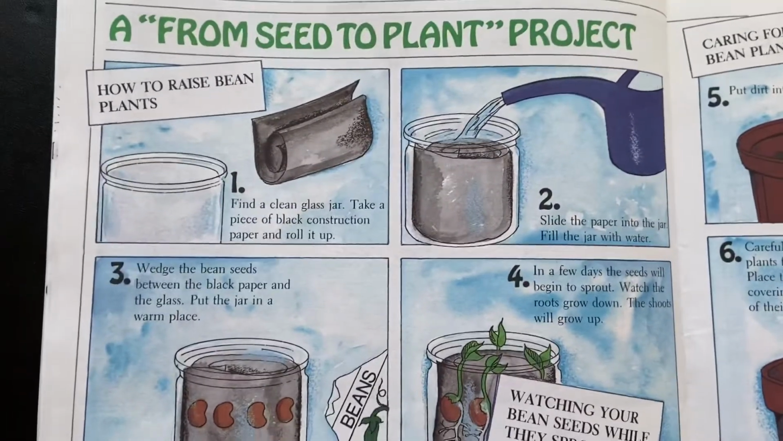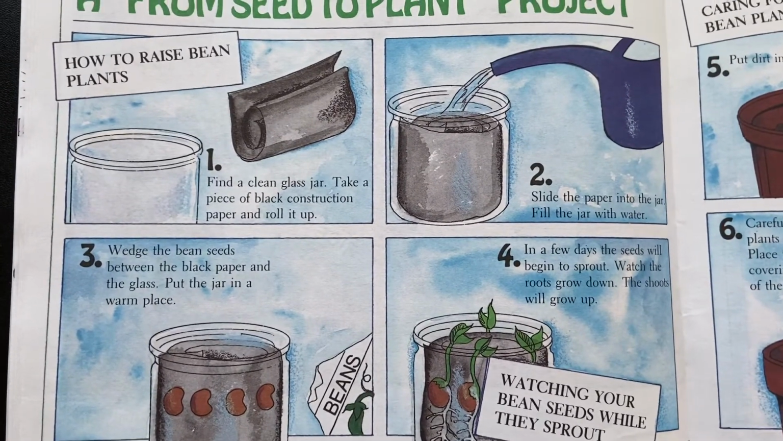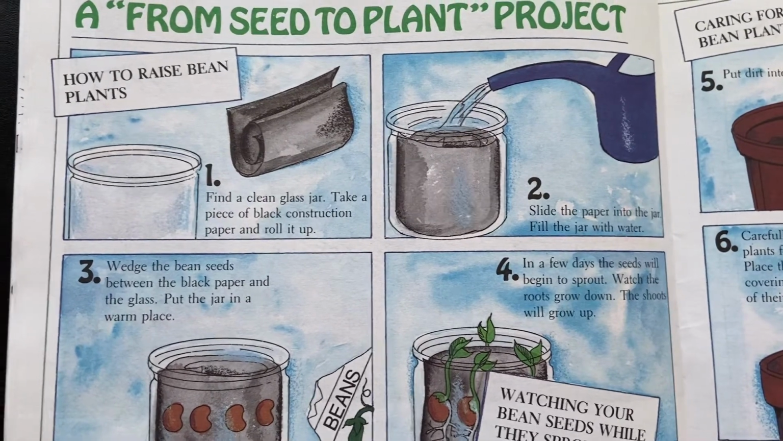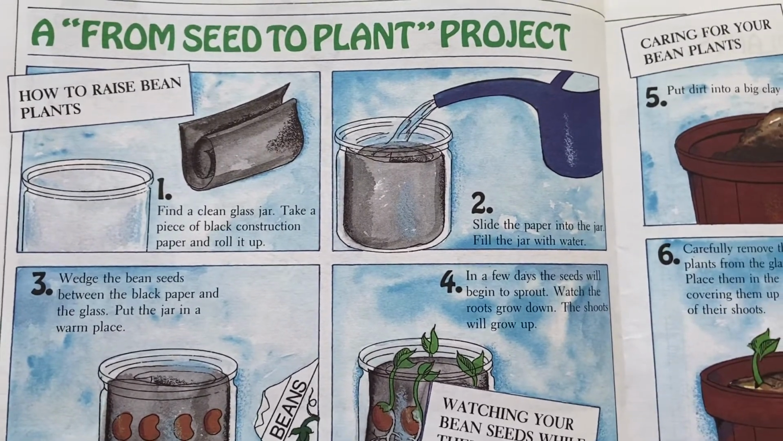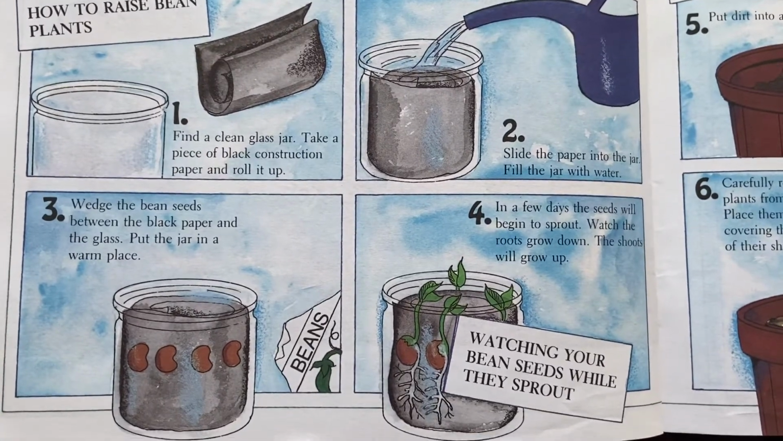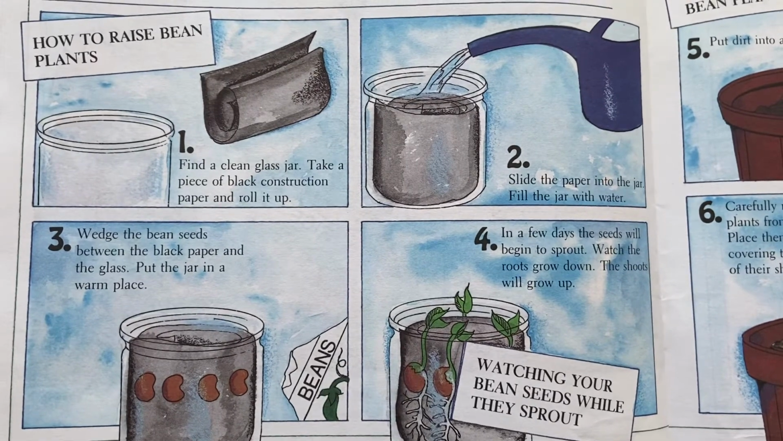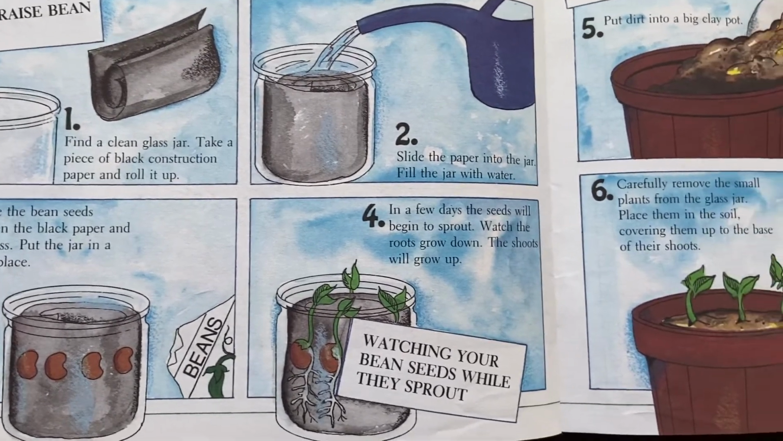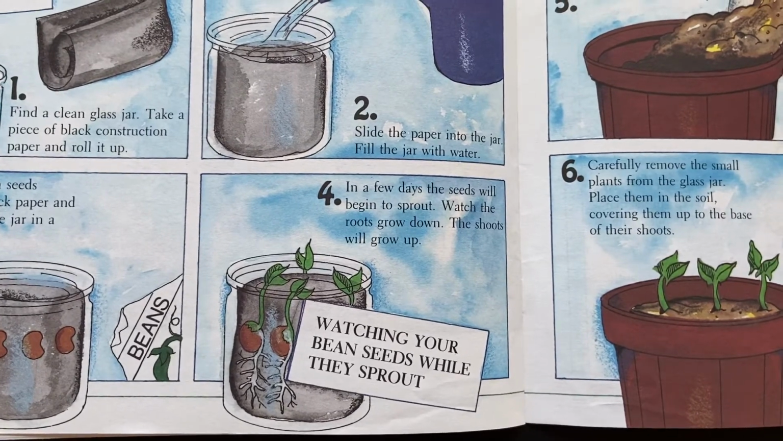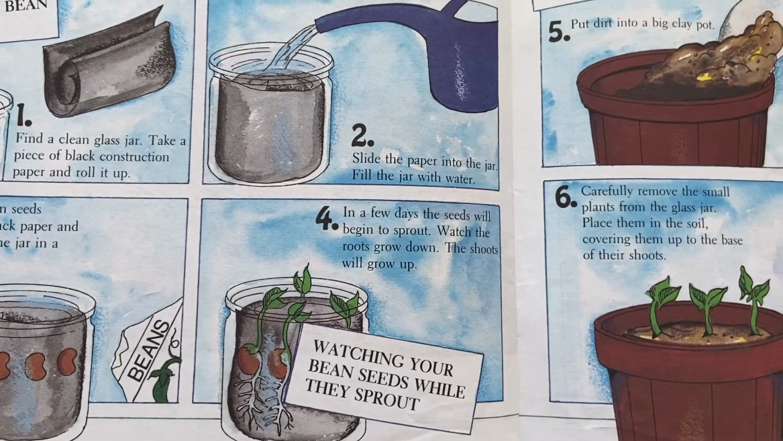So if you want to try this at home, here is how to raise a bean plant. You find a clean glass jar, take a piece of black construction paper and roll it up. Slide the paper into the jar and fill the jar with water. Wedge the bean seeds between the black paper and the glass and put the jar in a warm place. In a few days, the seeds will begin to sprout. Watch the roots grow down and the shoots will grow up.